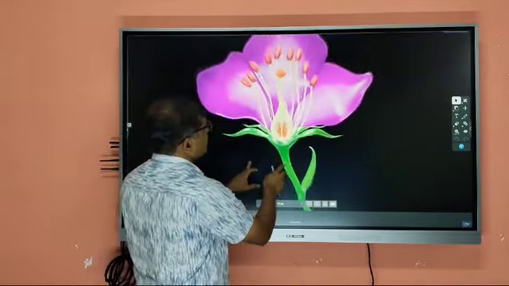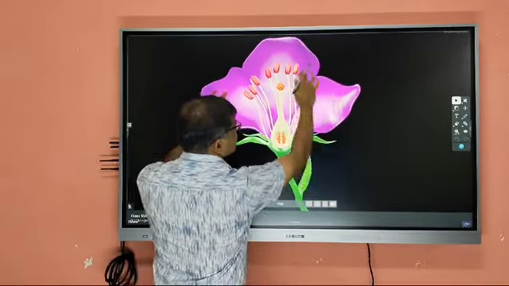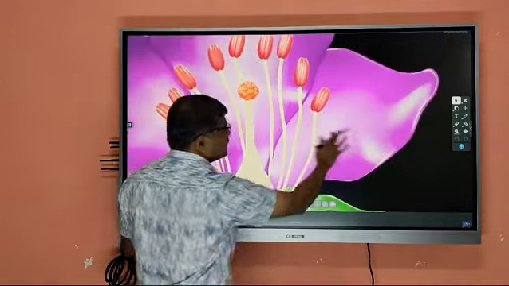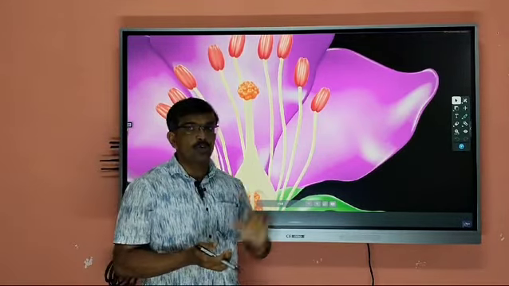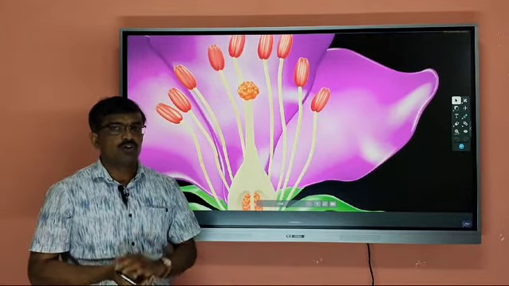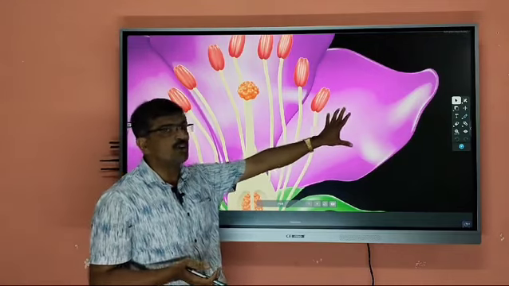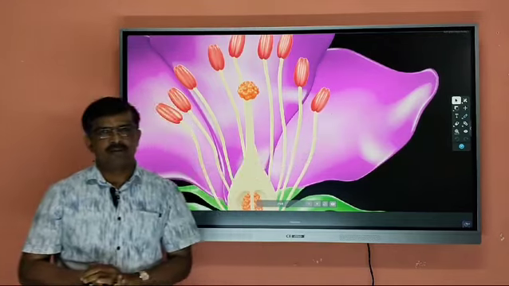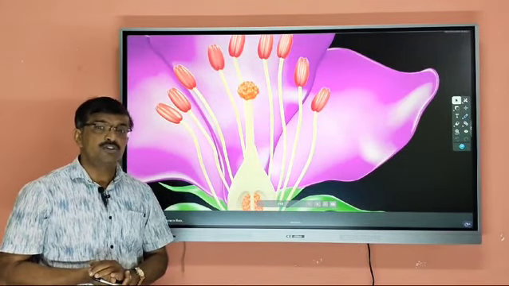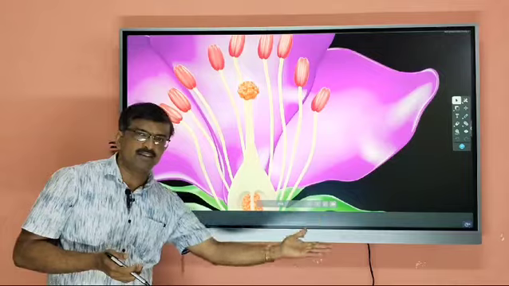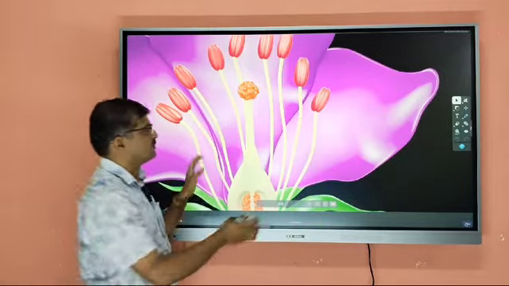Then, children, what you are observing here now, the colored part, this is the petal. Petal is beautifully colored. Then why is it so brightly colored? Because to attract the insects and the birds for the purpose of pollination. Then what do you mean by this pollination? Pollination means transfer of pollen grains from anthers to stigma. This results in fertilization.